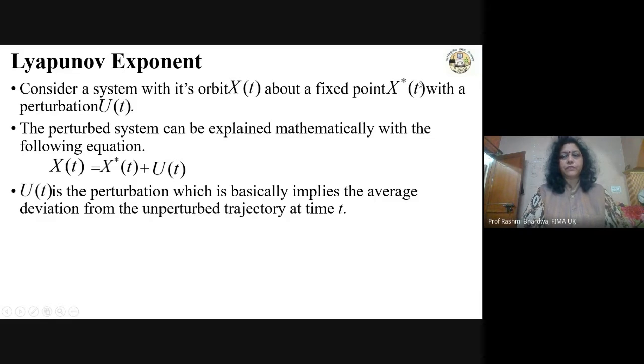For the Lyapunov exponent, consider a system with its orbit x(t) about a fixed point x star(t) with a perturbation u(t). Then the perturbed system can be written as x(t) equal to x bar(t), because this is a fixed point, plus u(t), where u(t) is the perturbation, which basically implies the average deviation from the unperturbed trajectory at time t. So from this fixed point, we calculate how much the perturbation or deviation in the system is, and that gives you the complete orbit x(t).